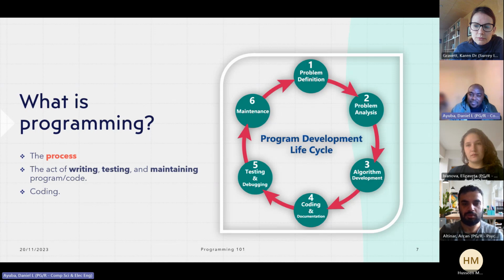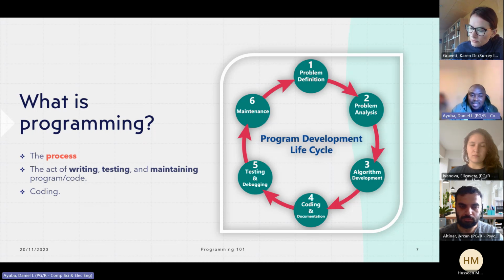After this algorithm development, this is now the stage for us to actually write the code and save it as a program in the computer memory. So that process is called coding. And while you're doing that, you're documenting the steps, all the things that you did, so that it can be reproducible, right? So after coding, the glorious time of testing comes.